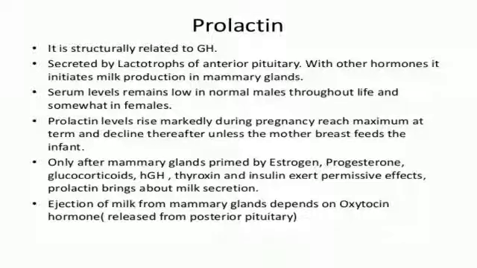Normally, both men and women have a small amount of prolactin in their blood. Serum level remains low in normal males throughout life and somewhat higher in female. Prolactin level rises markedly during the pregnancy, reaches maximum at the term and declines thereafter unless the mother breast feeds the infant. Only after mammary glands are primed by estrogen, progesterone, glucocorticoids, thyroxine and insulin, which exert a permissive effect, prolactin brings about milk secretion. Ejection of milk from mammary gland depends on oxytocin hormone that is released from posterior pituitary.